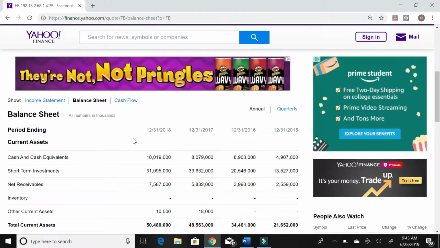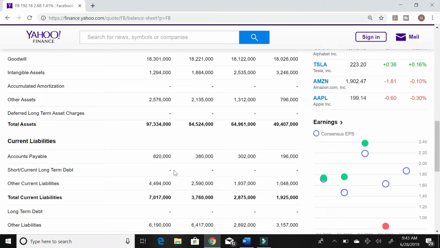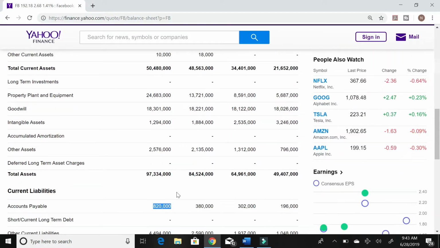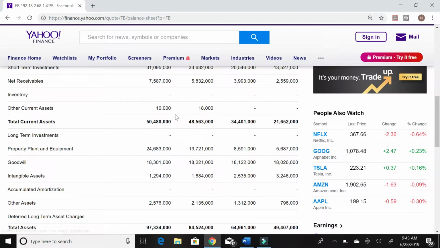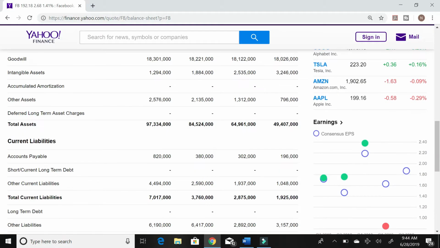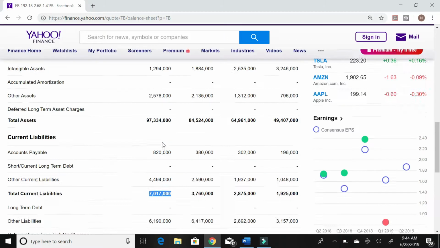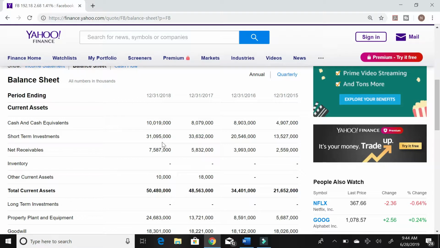Sticking with Facebook, if you go into their balance sheet, you can see that they have $10 billion in cash, and they have no short-term or long-term debt, but they do have $820 million of accounts payable, which in a sense is a form of debt. So they clearly exceed the cash-is-greater-than-debt category. And if you look at their total current assets, they have about $50 billion in assets. And if you compare that to their total current liabilities, it's only $7 billion in liabilities. So they pass both of those tests.